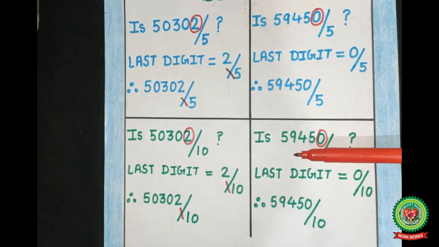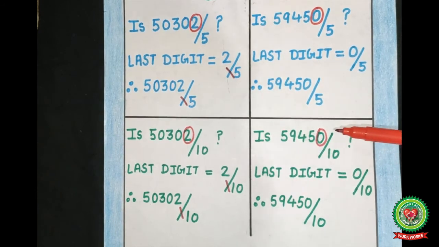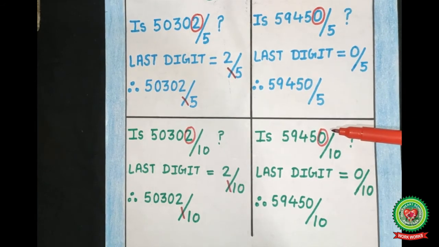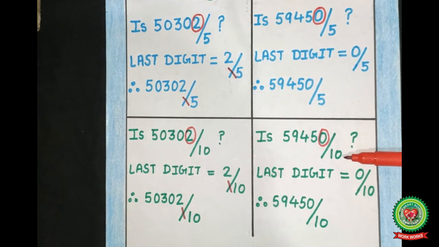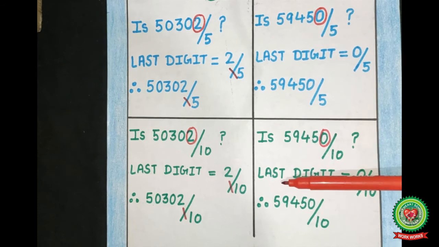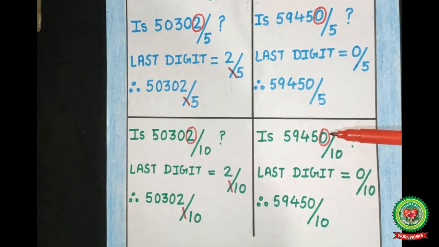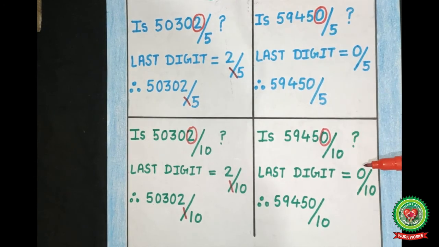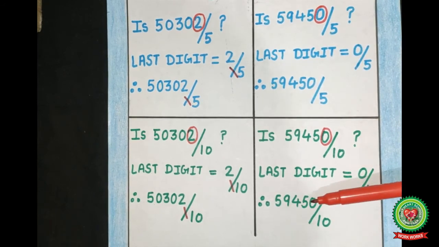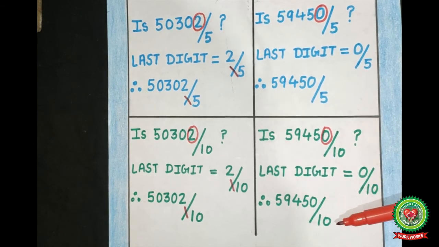Let's understand with the next example. 59,450 is divisible by 10. Students, here we have to check this number is divisible by 10 or not. So students, first we have to find last digit. In this question, last digit is 0. 0 is divisible by 10. So we can say that the number 59,450 is divisible by 10.